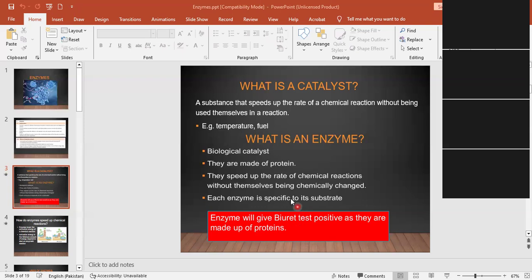So enzymes are made up of proteins. And which test will we perform? That is the Biuret test. I hope this is clear to you. And enzymes are present in our body, and whom are they working on? The substance the enzymes are working on, or the substance they are speeding up the reaction for, is known as substrate. Substrates are the substances on which the enzymes act.